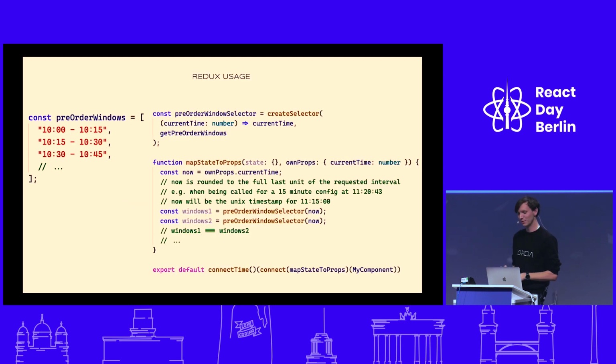I'm a little bit over time, so I will not go too much into detail about Redux usage, but just to explain why it's important to round to the nearest past unit as well. What it allows us to do is to use selectors, and then, for example, for these pre-order time windows, we do not waste any resources and re-render components when we don't have to. So this allows you also to be more efficient here.